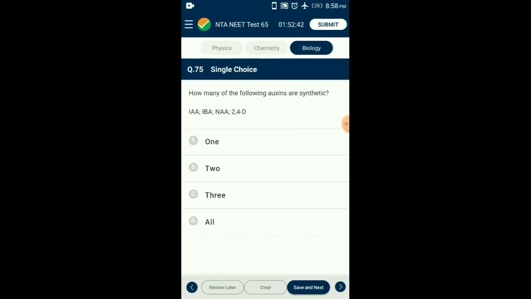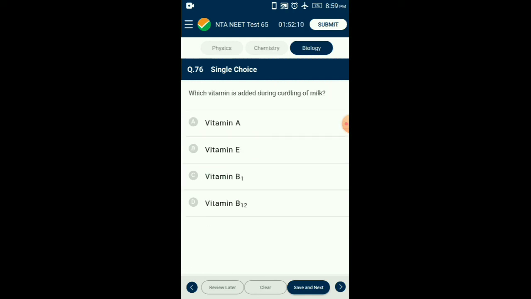Question number 75. How many of the following auxins are synthetic? From the given, indole acetic acid and indole butyric acid are natural auxins synthesized in plants. Naphthalene acetic acid and 2,4-D, dichlorophenoxyacetic acid, are synthetic auxins. Auxin is mainly synthesized at the shoot apex, as light is necessary for synthesis of auxin. So from the given auxins, there are two synthetic auxins. Option B.